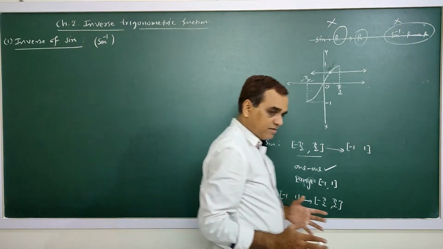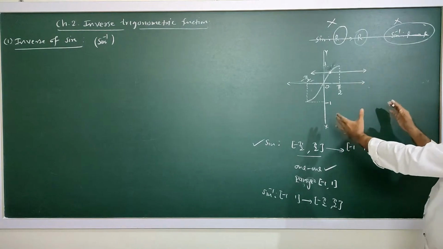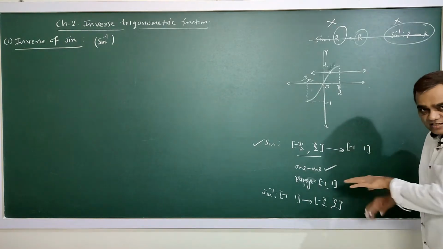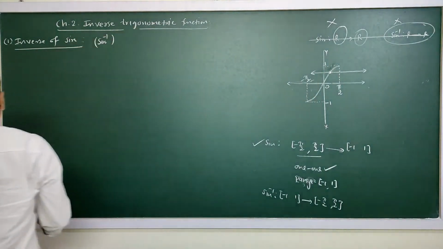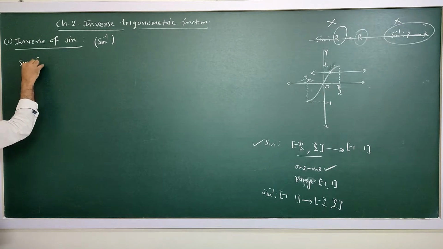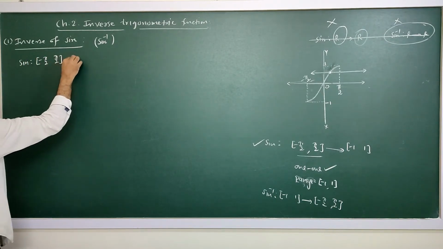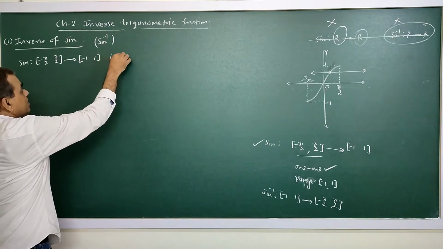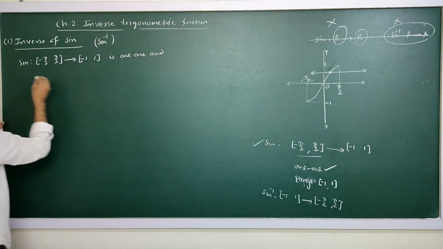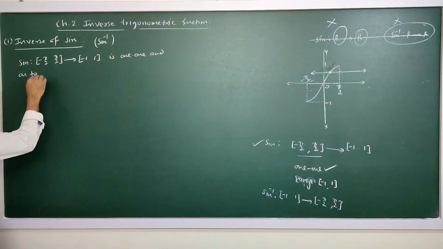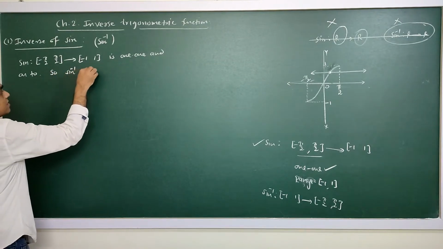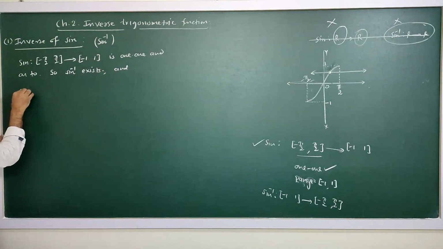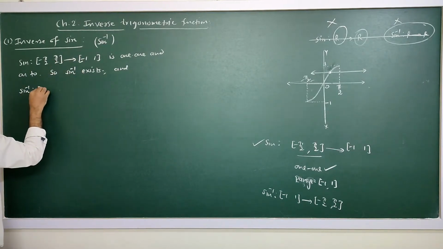So in this chapter, for every function we will restrict the domain, we will change the domain and codomain, then its inverse exists. So this was about the first function. Sine from the closed interval minus pi by 2 to pi by 2 to minus 1 to 1, domain to codomain, this function is 1 1 and onto. Therefore the inverse of sine exists, and sine is from A to B, sine inverse is from B to A.